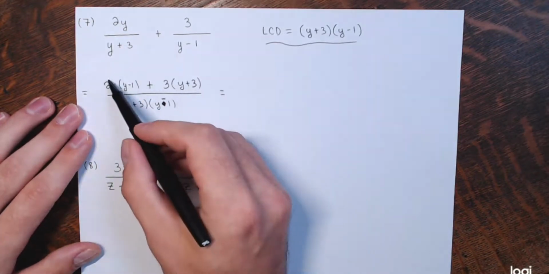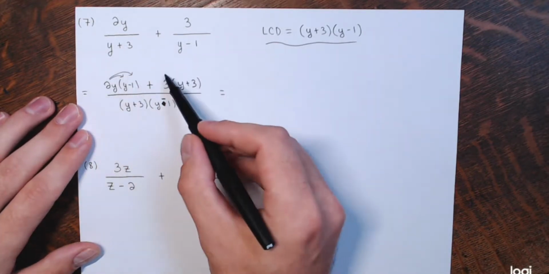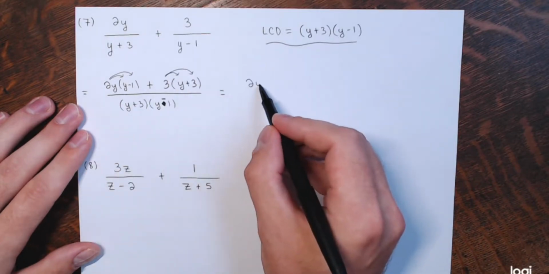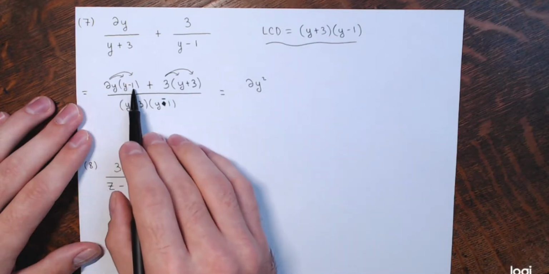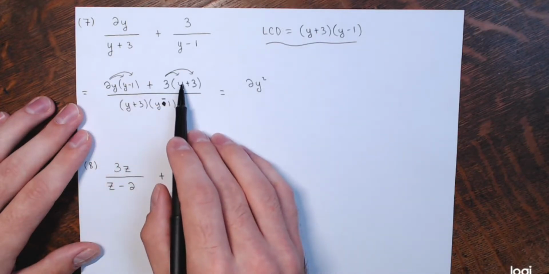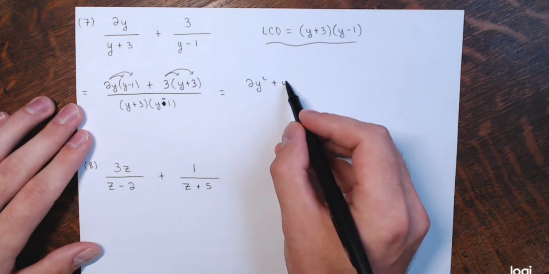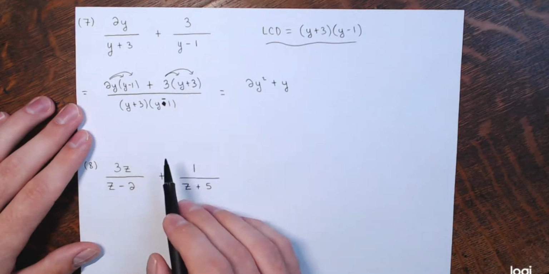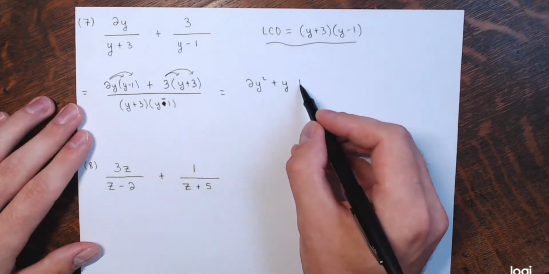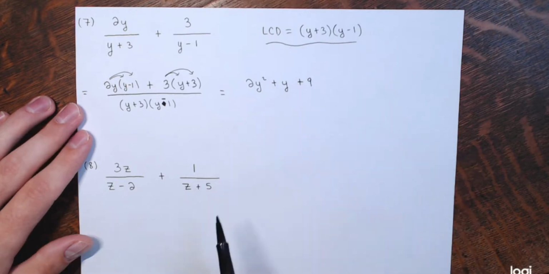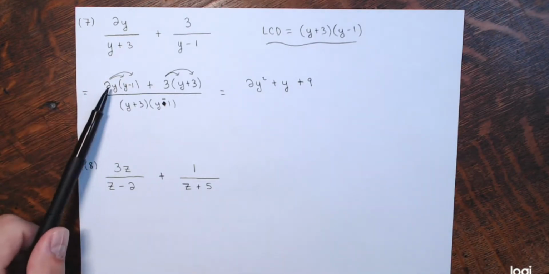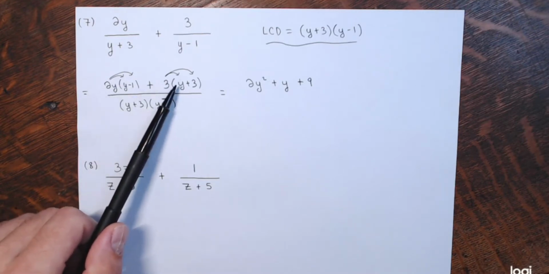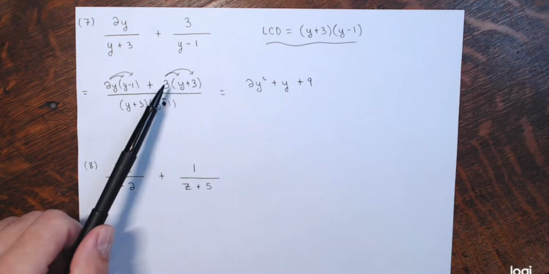All right, and then we'll be distributing the 2y, multiplying these, distributing the 3. This would be 2y squared, and then we have minus 2y plus 3y, plus 1y, and then plus 9, after multiplying and combining like terms. So you see it, hopefully: 2y squared minus 2y plus 3y, making the positive 1y, and then 3 times 3 for the plus 9.